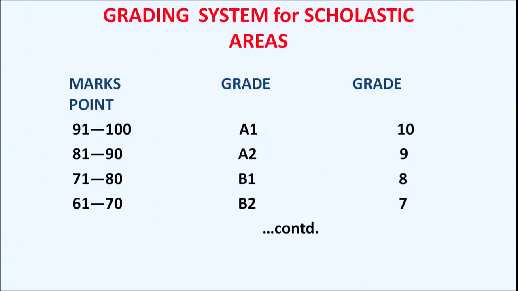Now, there are certain areas. How the grading is done in CCE as per CBSE. There are certain marks ranges which correspond to a grade and to a grade point. 91 to 100 is A1 and they correspond to 10 grade points. 81 to 90 is A2 and it corresponds to 9. 71 to 80 is B1, it corresponds to 8. 61 to 70 is B2, that makes grade point 7.